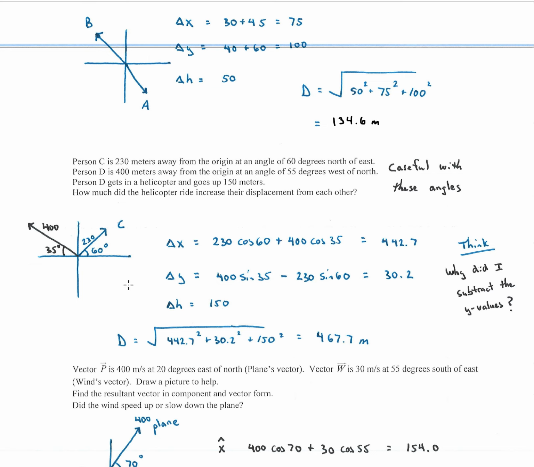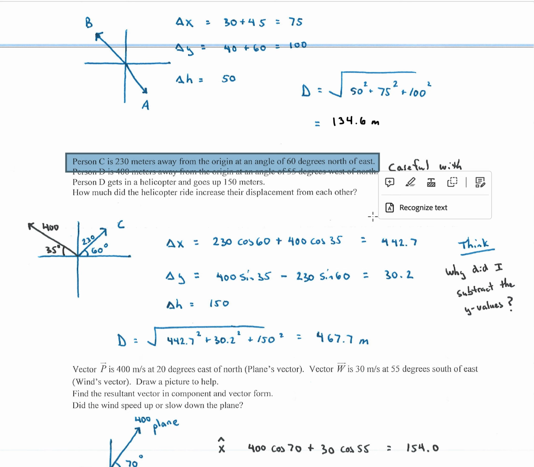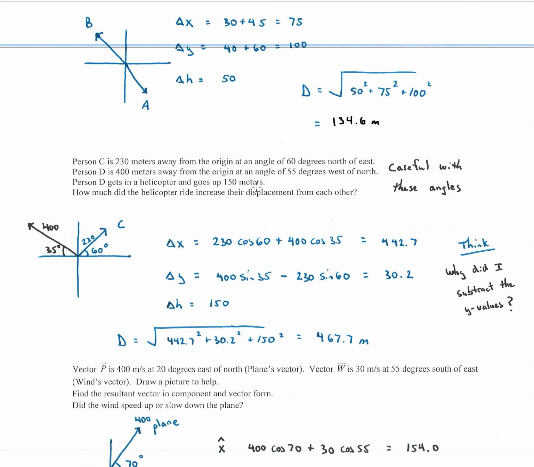So person D, we're just adding another dimension here, right? Person D is just going to end up going up and going in that third dimension. It tells you person C is 230 meters away at an angle of 30 degrees north of east. North is up, of east, which is right. So up of east, that's this right here. That's this blue. That's C. C is 230 away from the origin at an angle of 60.